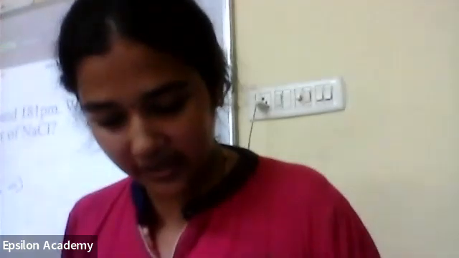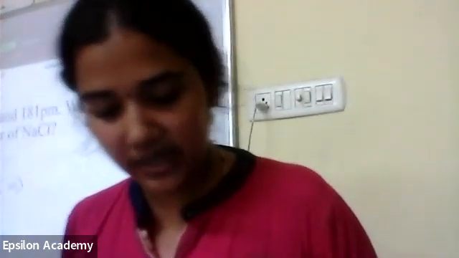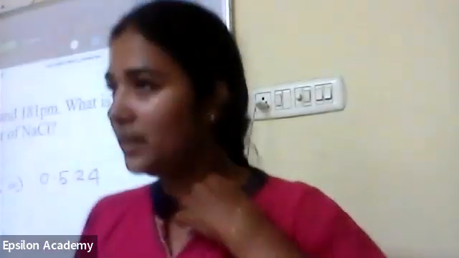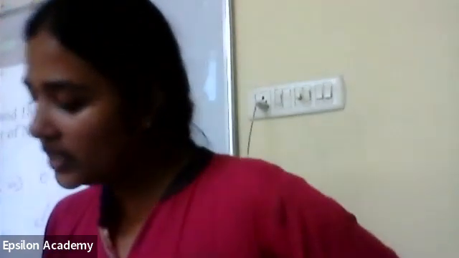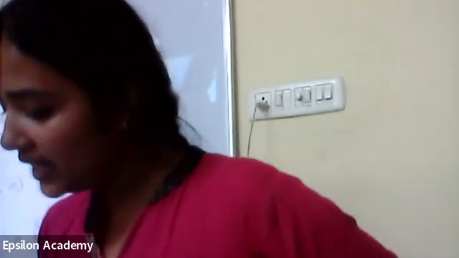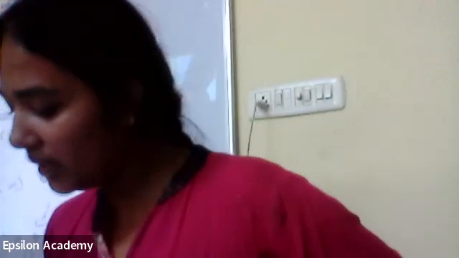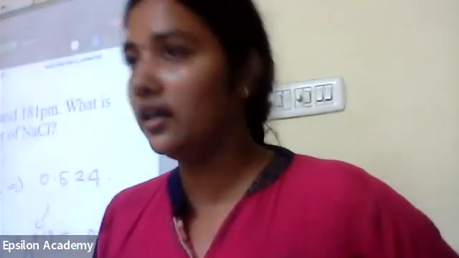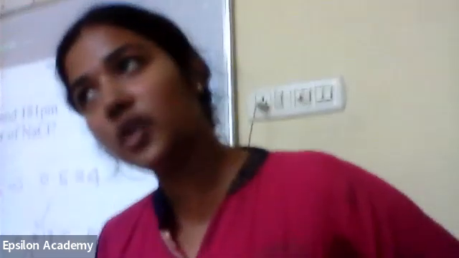So 95 divided by 181 is 0.524, which means it comes under the range of 0.414 to 0.73. So it is an octahedral void, coordination number 6. You have to find it only this way. Shall we move on to the next topic?